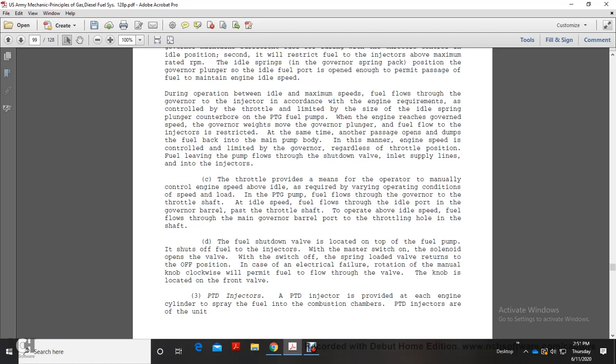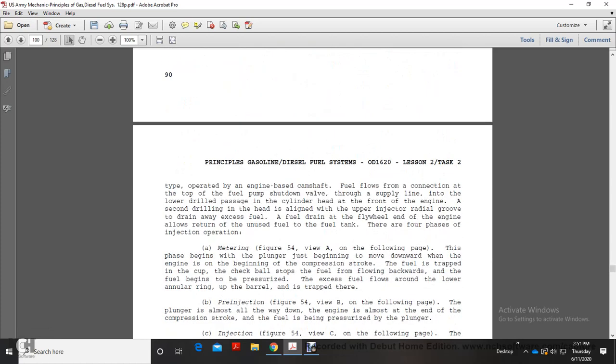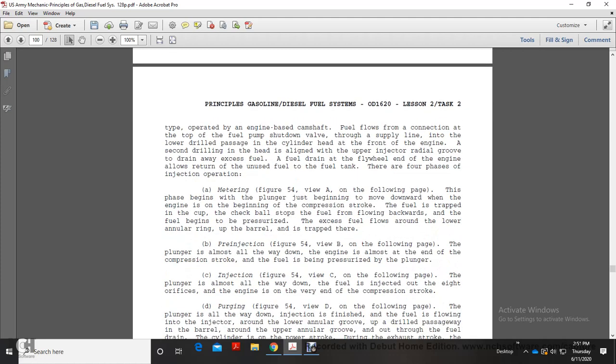The pressure time delivery injector is provided on each engine cylinder to spray fuel into the combustion chamber. The pressure time delivery injectors are of a unit type, operated by the engine's base camshaft. Fuel flows from the port connection at the top of the fuel pump through the shutdown valve and the supply line into the low drill passage in the cylinder head, then through the second drilling to the upper injector. A radial groove drains away excess fuel through the fuel drain at the flywheel end of the engine, returning unused fuel to the fuel tank.